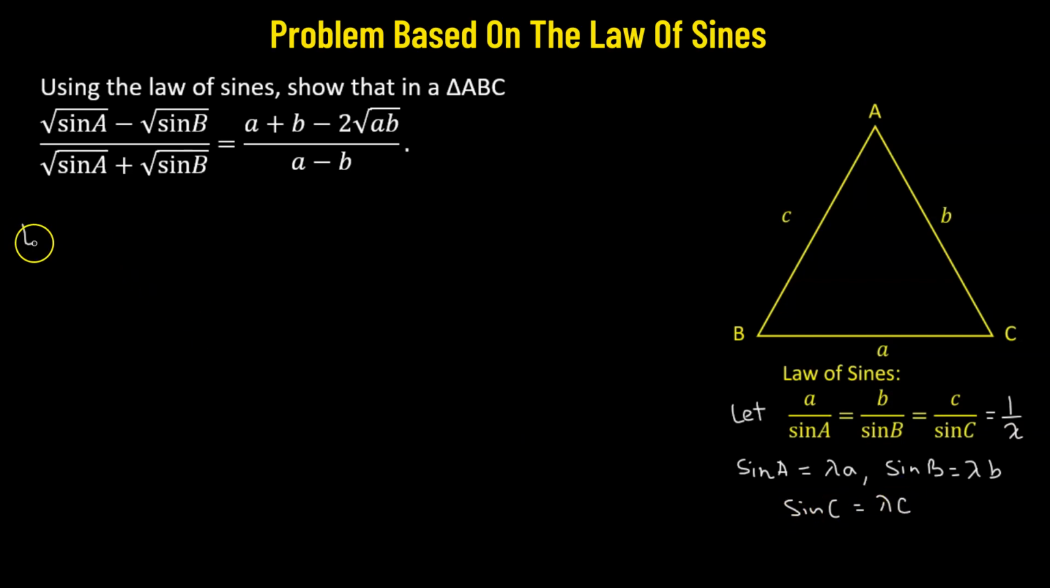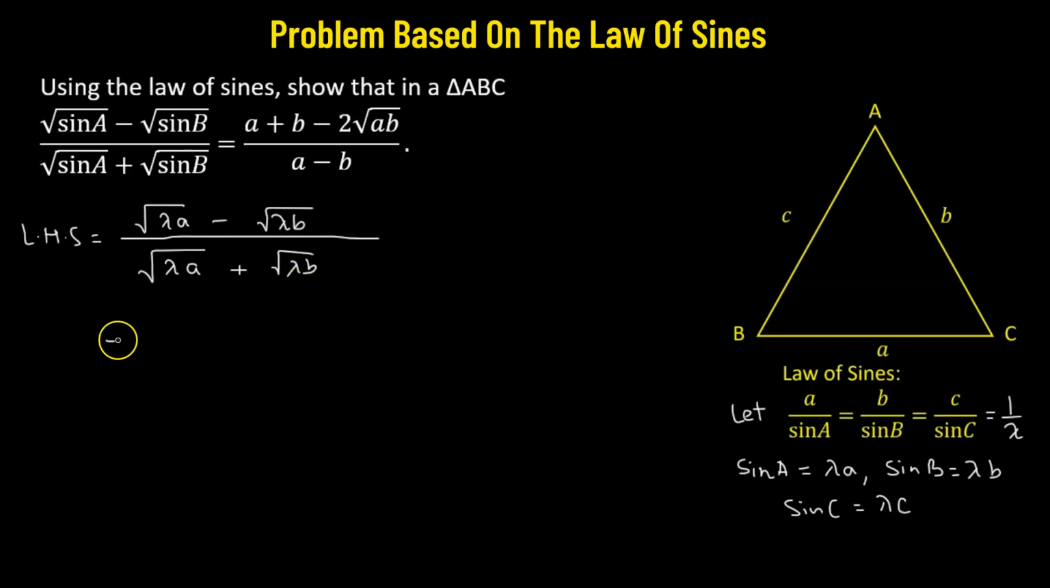So let's begin from the left hand side of the given expression. Here we have in the numerator the square root of sine A. If we replace it with the value lambda times a, we're going to get the square root of lambda multiplied by a, minus the square root of sine B, so that will be the square root of lambda times b. Then in the denominator we have the square root of lambda times a plus the square root of lambda times b.